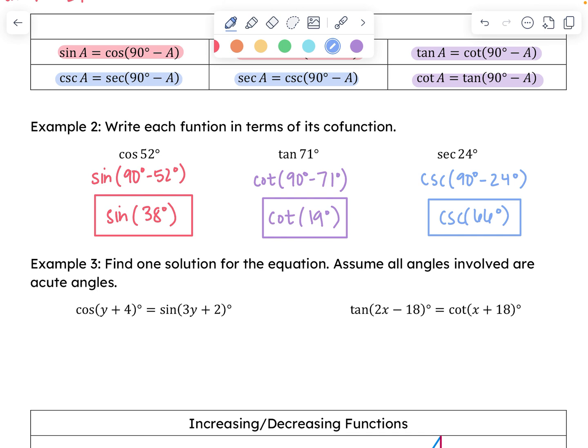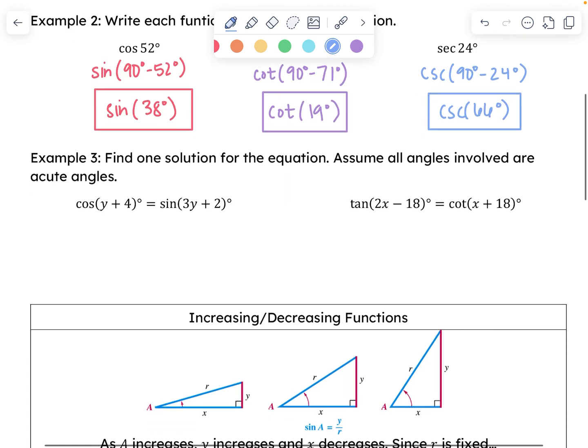Now, remember, we already know our reciprocal identities. Now we're adding in these cofunction identities, which is a different pairing. So you need to make sure that you're keeping those straight. Your cofunctions pair differently than your reciprocal functions. Just make sure that you're aware of that. And they can be used to solve equations when you have different pairs in the equations.